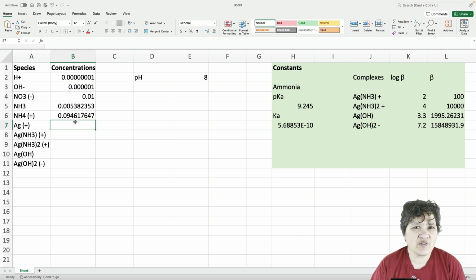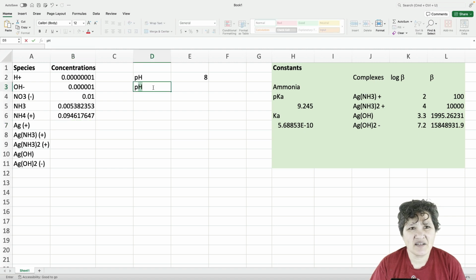And we could put a starter number in for silver, but sometimes those concentrations of the free metal ion get really, really small. And of course, silver hates working with really small numbers. So we're going to do something that you've probably never heard of. In fact, I never thought about it until I started doing this problem. And that's pAg, which is the negative log of our silver concentration. So this silver concentration is going to be this.